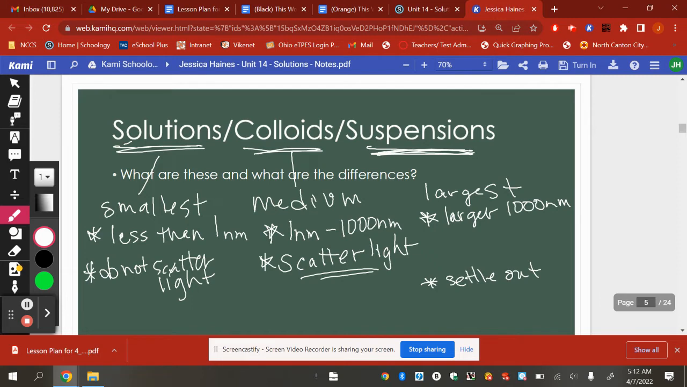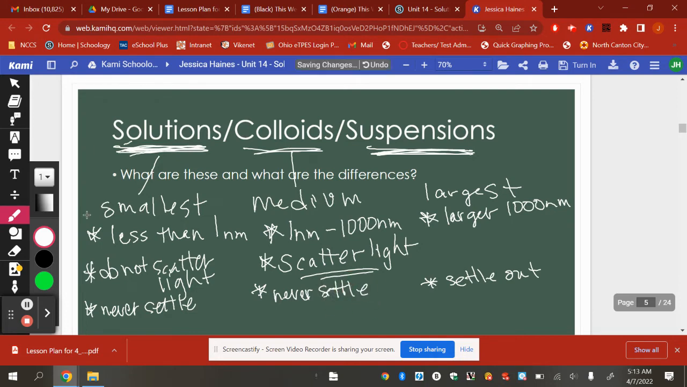So if you take Kool-Aid, let's go back over here to solutions to compare that. If you take Kool-Aid and you leave it set for like days, the particles never settle out. Never settle. You're never going to get the Kool-Aid powder to be at the bottom of the cup and all the clear water to be at the top. That just doesn't happen with solutions. And the same doesn't happen with colloids. They never settle out either. Never settle.